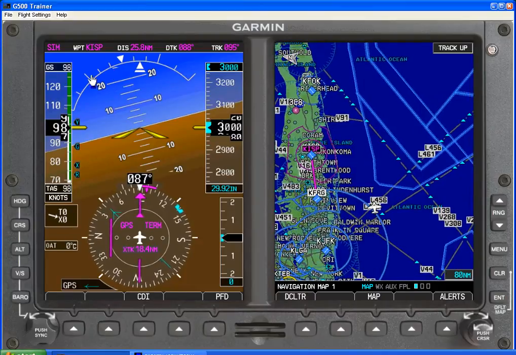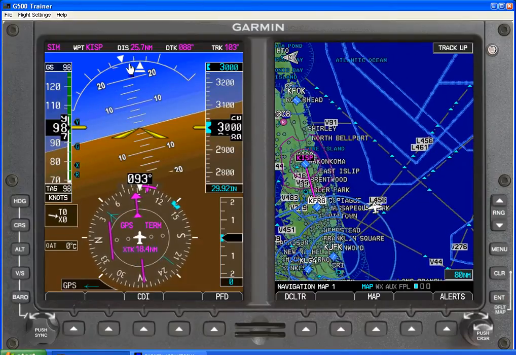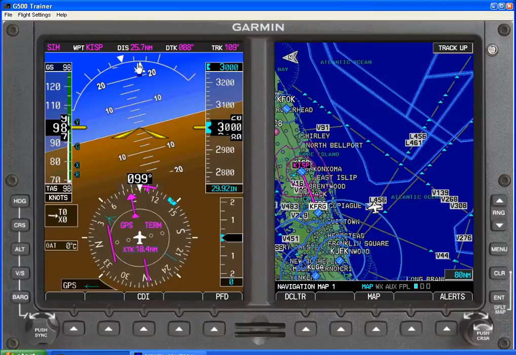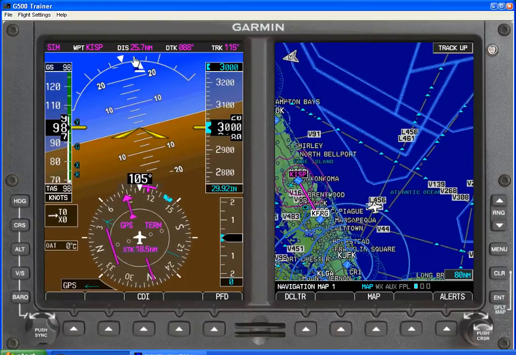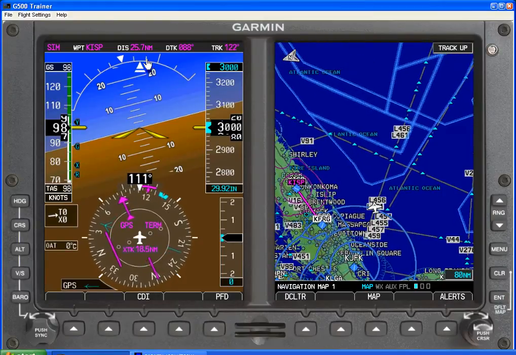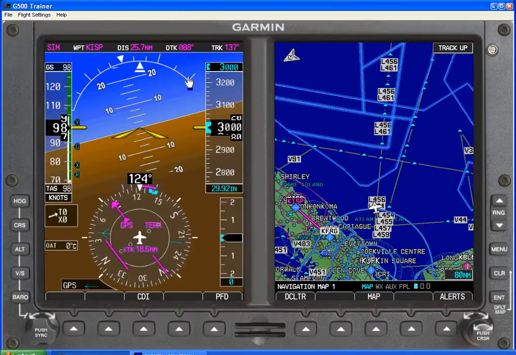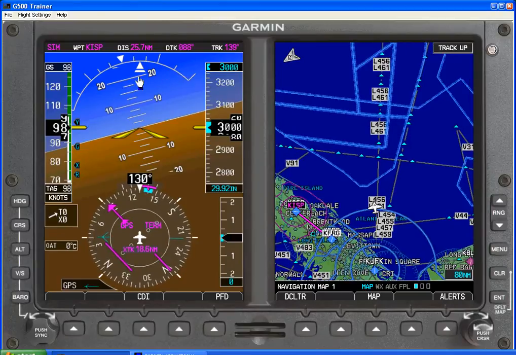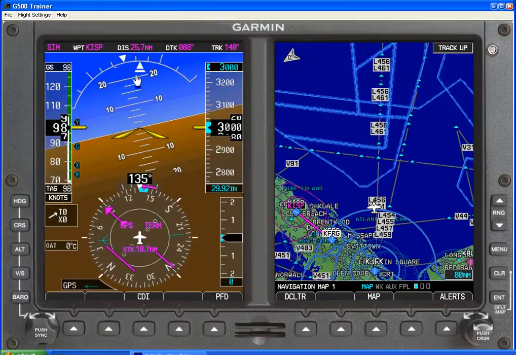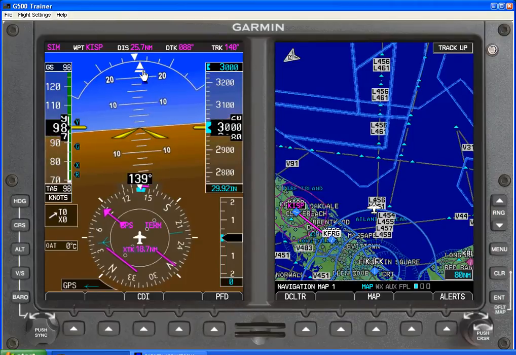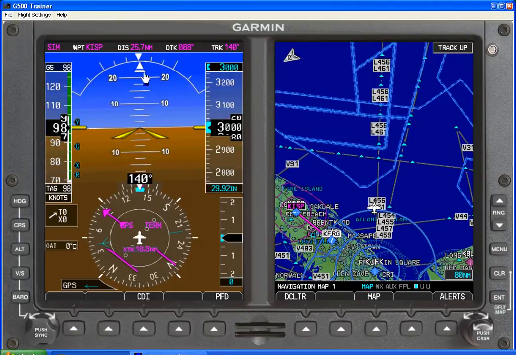Our attitude indicator information up here basically again is just going to show us our bank angle. So this would be 0, this would be 10 degrees, 20 degrees, 30 degrees, 45 degrees, and 60 degrees. As long as we keep this presentation of the triangle, there's a little brick, we're going to call it, underneath this triangle that extends the sides of this triangle. As long as this brick is centered beneath this triangle, you are coordinated.